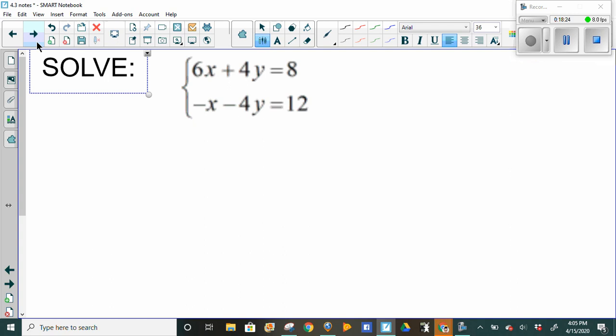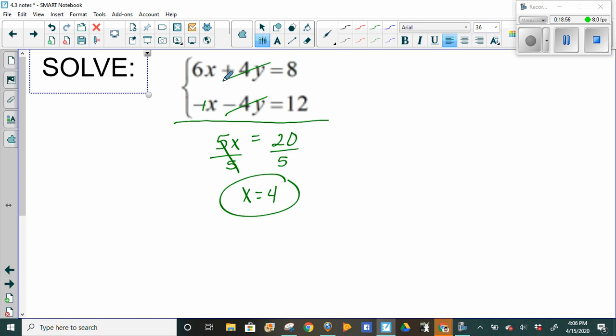All right. So this one, just real quick, always look at the variables. So we have a 6 and a negative 1, but then we have a 4 and a negative 4. So these two are already good to go. We don't have to make any changes. The 4s are going to cancel out. 6 minus 1 is 5. 8 plus 12 is 20. Divide by 5. X is 4.